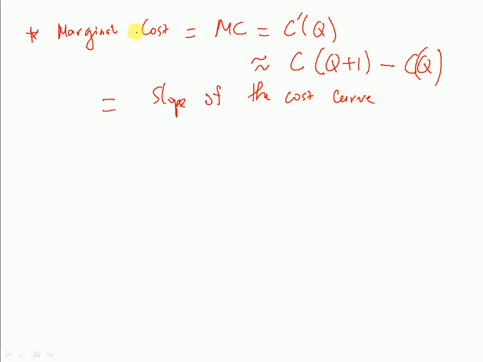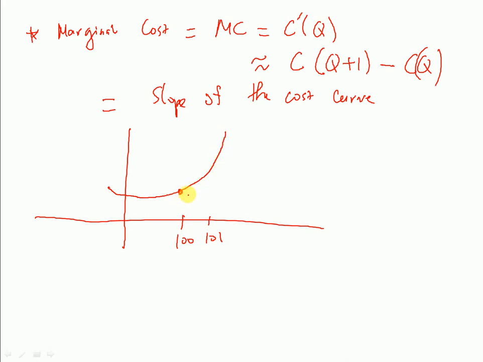So basically, the marginal cost is the slope of the cost curve at the point Q. Now, if we take a look at this one, I have 100 fly right here and 101 maybe here. If I connect the two points, I have the slope. This is the slope of the secant line, which is C of 101 minus C of 100.